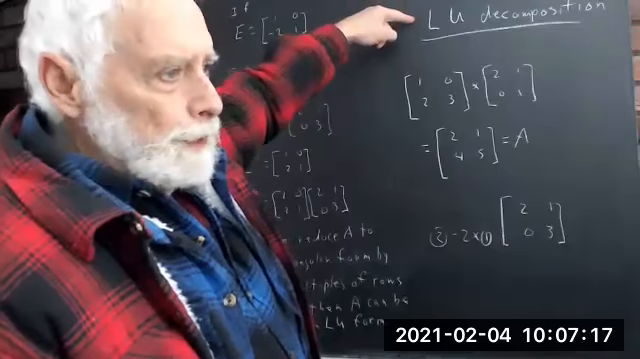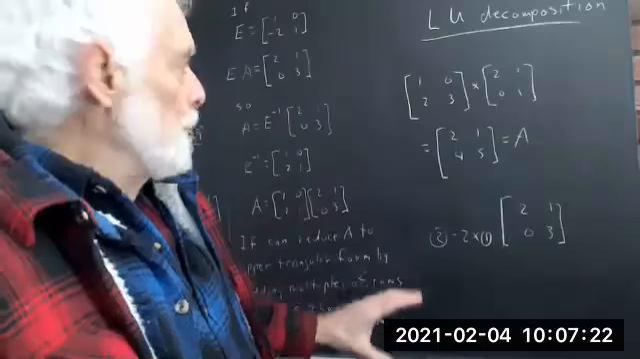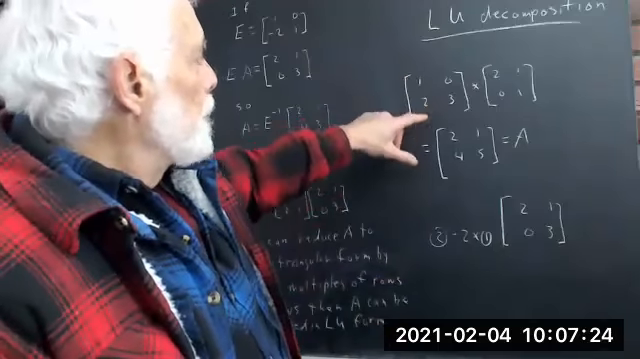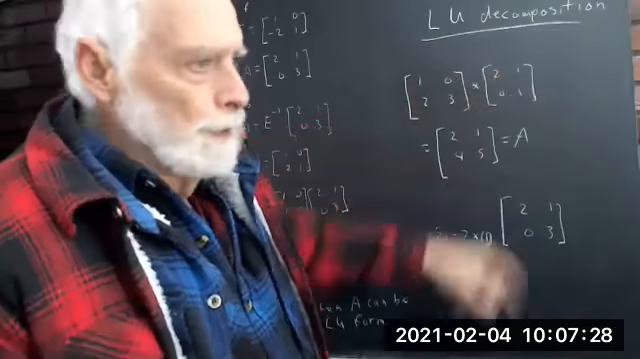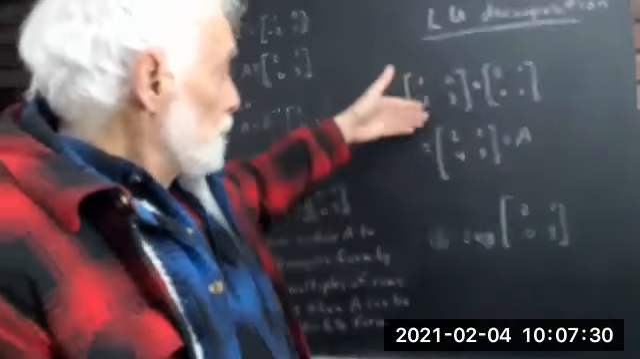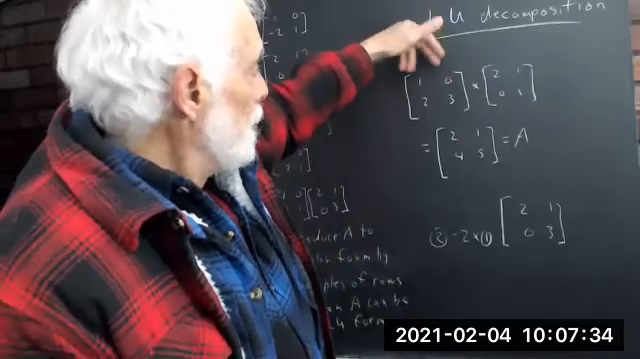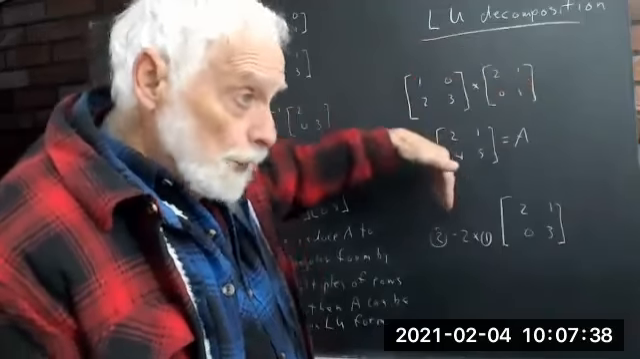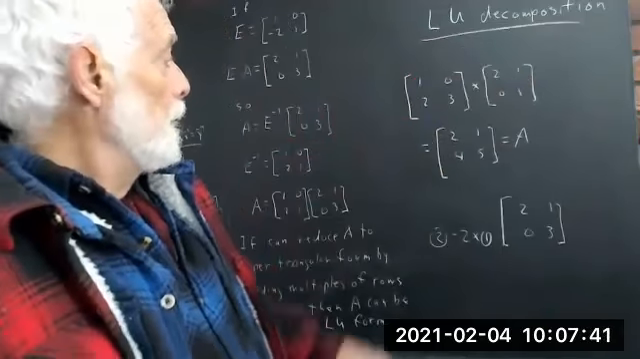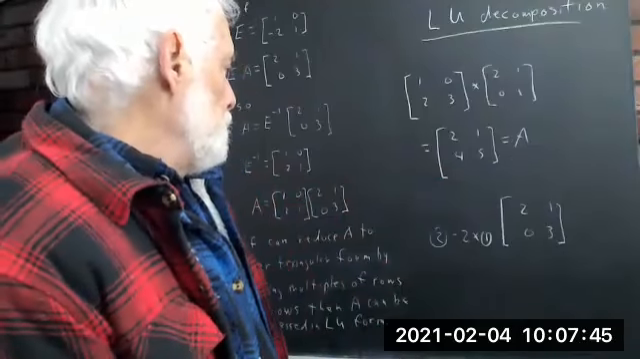But we're looking at LU decomposition, just to give everybody an overview. So if we multiply this matrix, which is lower triangular, upper triangular, lower triangular because nothing but zeros above the diagonal, upper triangular because there's nothing but zeros below the diagonal, we multiply that out, we get this, and there's our matrix A.